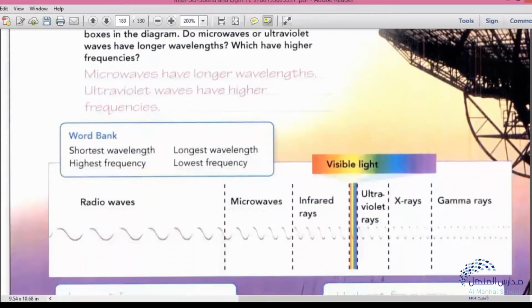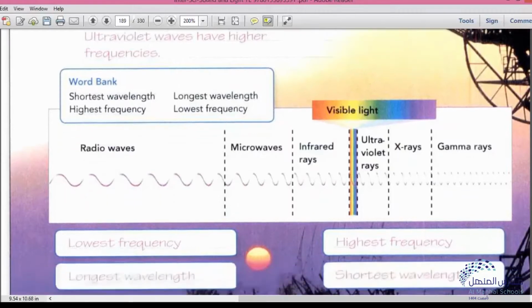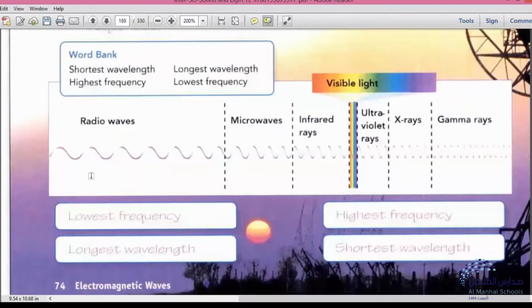See this pattern, you should memorize this pattern, starting with radio waves, microwaves, infrared rays. This small part we call visible light: red, orange, yellow, green, blue, and violet. Some books mention indigo, but our books did not mention it. When we move from left to right, the frequency will increase and the wavelength will decrease. So lowest frequency at the left, highest frequency at the right side. Longest wavelength at the left, shortest wavelength at the other side. Okay.